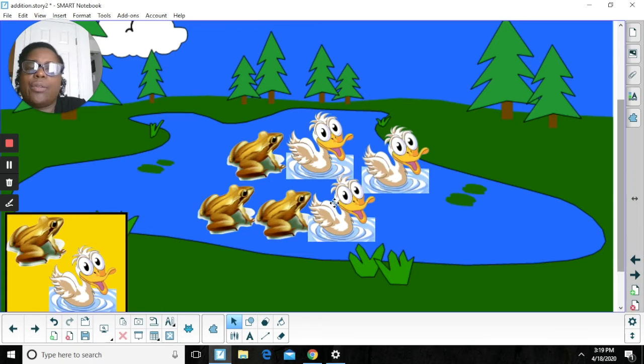We're going to move them together, and then we're going to count them all together. You can use your pointer finger to count the items on the screen. 1, 2, 3, 4, 5, 6. So we have 6 animals all together. And let's look at our addition sentence.